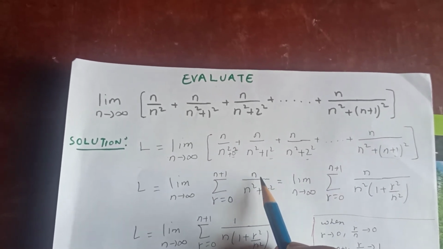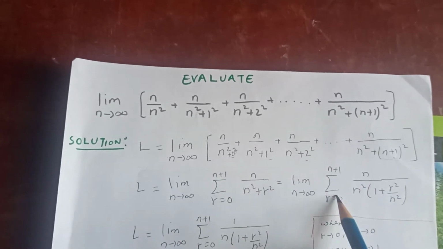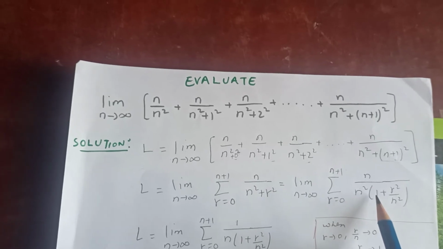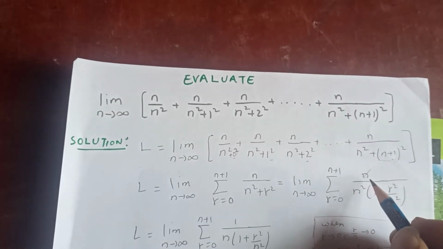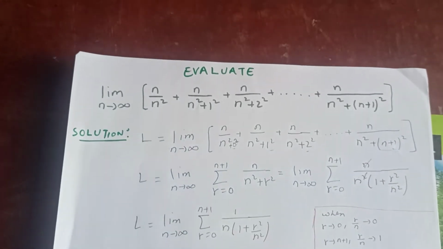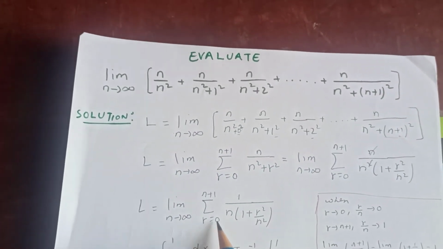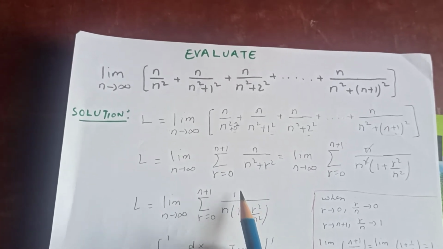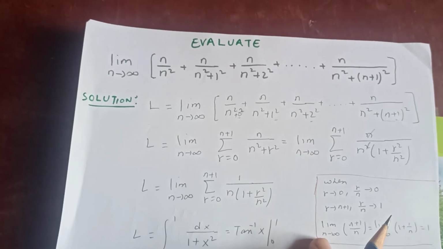So simplify this: n over, now let's take n square common. If I take n square common here, it will be 1 plus r square by n square. Now this n and this n will be cancelled, so you get the limit as n tends to infinity, the sum from r equal to 0 to n plus 1, of 1 over n times 1 over (1 plus r square by n square).